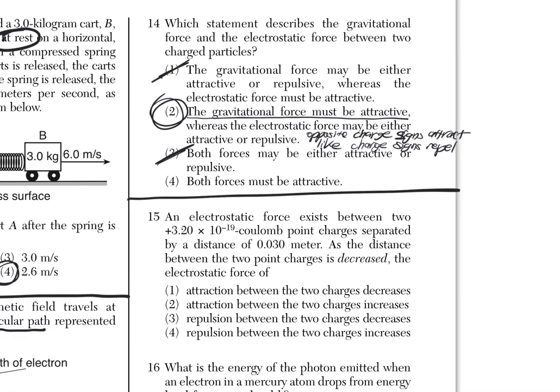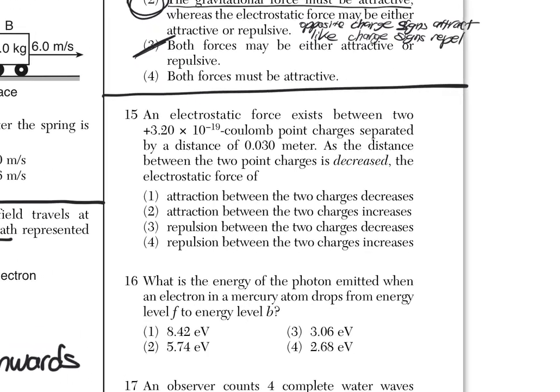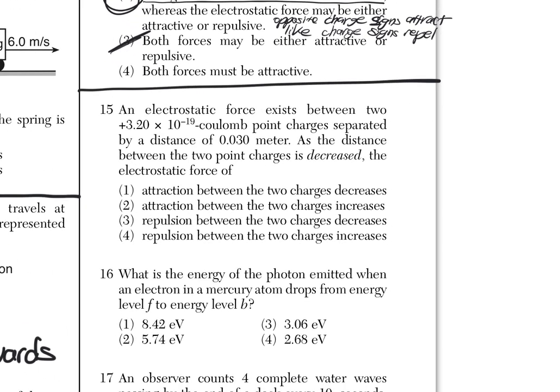Then we have number 15. We have 2 charges, 3.2 times 10 to the negative 19 Coulomb point charges separated by 0.03 meters. If the distance between the 2 is decreased, then what happens to the force between them? So it doesn't say decreased by how much, just the fact that they're decreased. So the equation that we're looking at here is Coulomb's law, K Q1 Q2 over R squared, and the distance between them is R. And then so R squared and electrostatic force are inversely proportional.